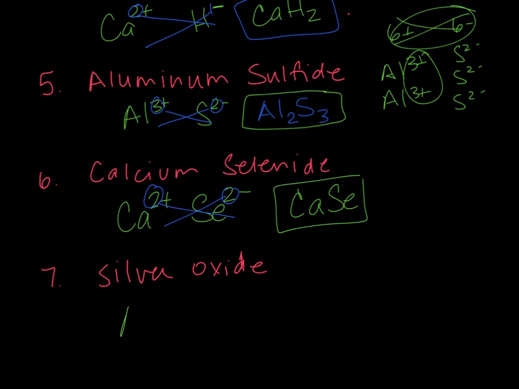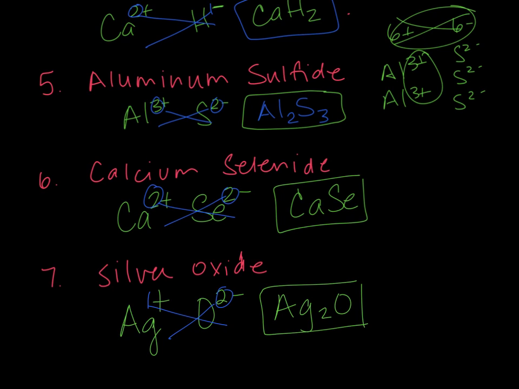And so next is silver, and we said silver always has a +1 charge. Oxygen is O2 negative, and so if we bring that 1 down, bring that 2 down, we get Ag2O. Okay, so those are the simplest compounds.